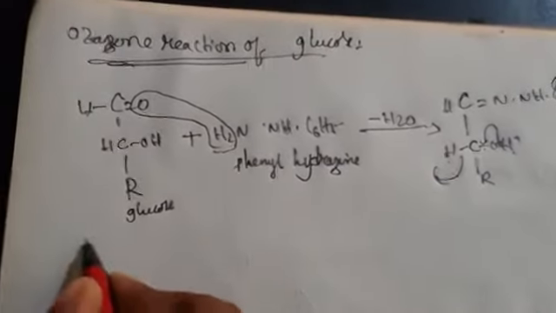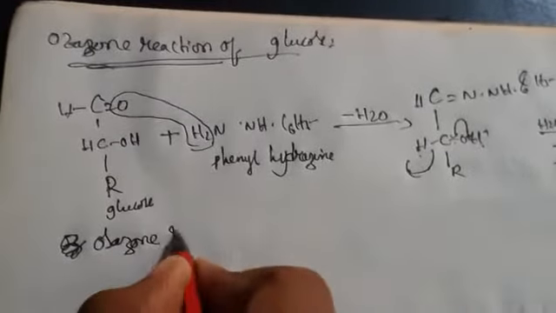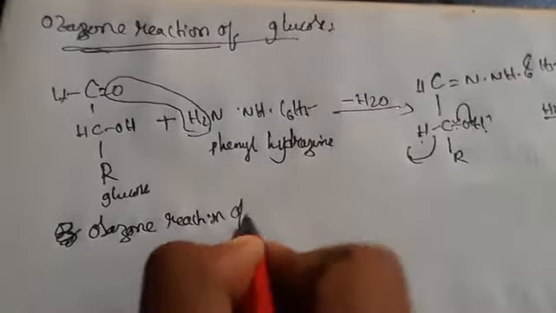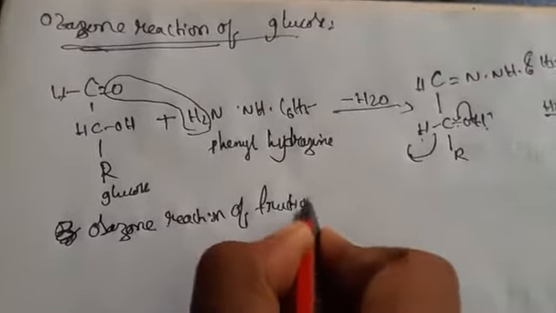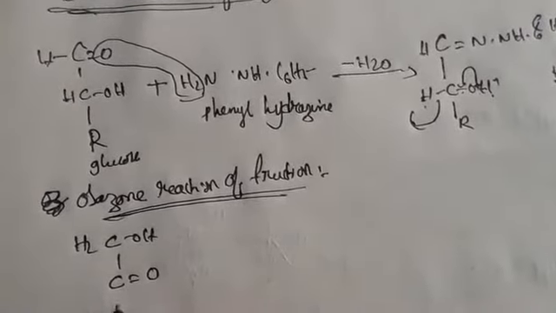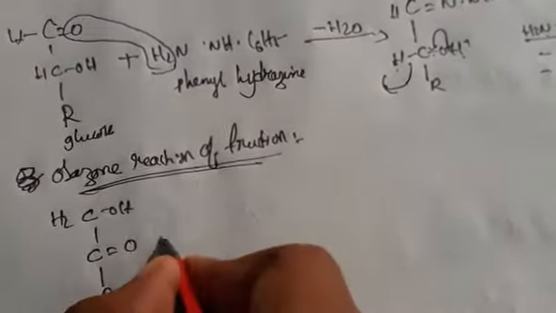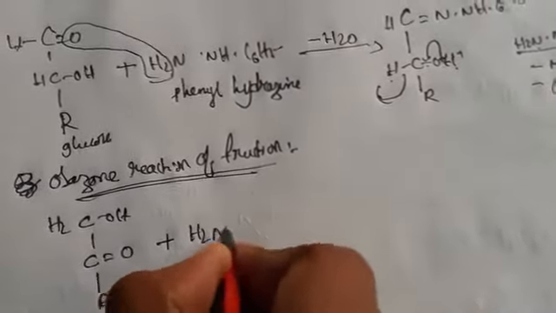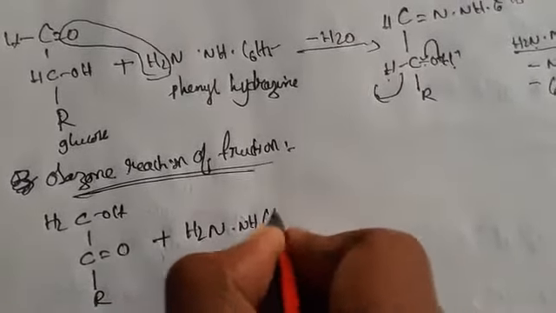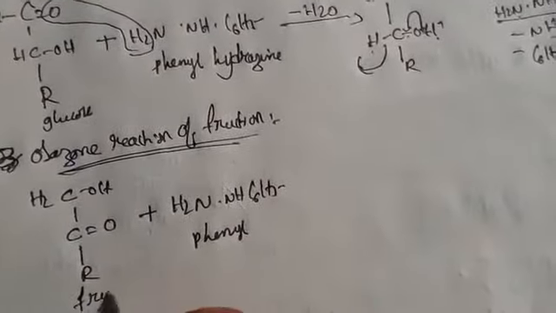In the same way, the osazone reaction of fructose. See here, CH2OH, C double bond O, sorry, CH2OH. Okay, so again you are taking this molecule as R. So now what will you do? Phenyl hydrazine again, NH2NHC6H5, you are adding. This is the fructose.